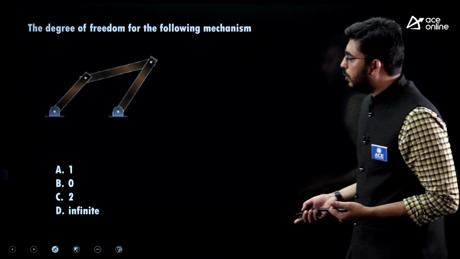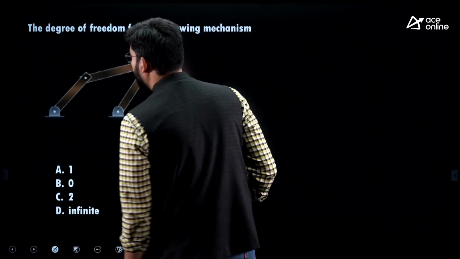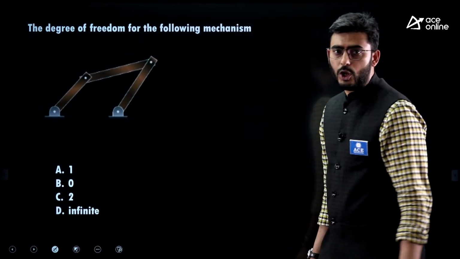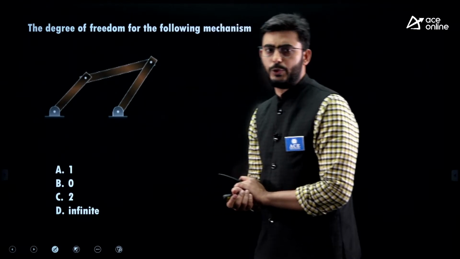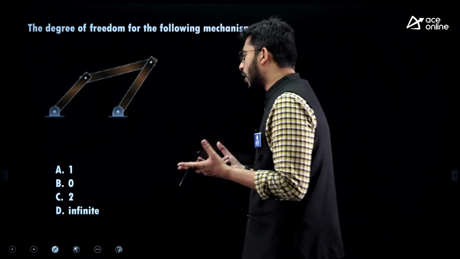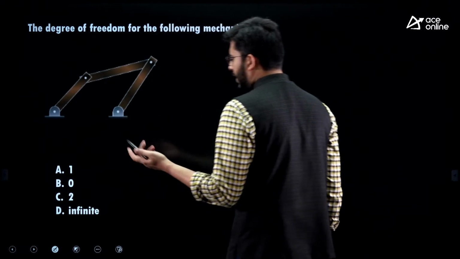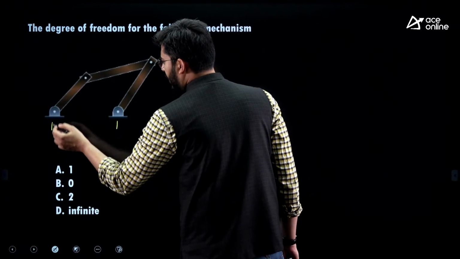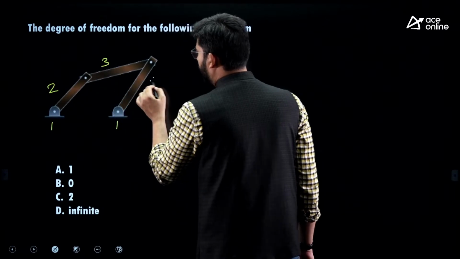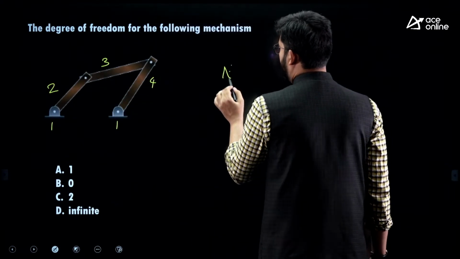Okay, so now let us take the discussion forward by taking questions from previous exams. Here is the first question, guys. The degree of freedom for the following mechanism. Here a simple 4-bar mechanism is given to you, well known to all of you, and you can calculate the degree of freedom very easily. Here the number of links, you know very well, is 1, 2, 3 and 4. Number of links is 4.